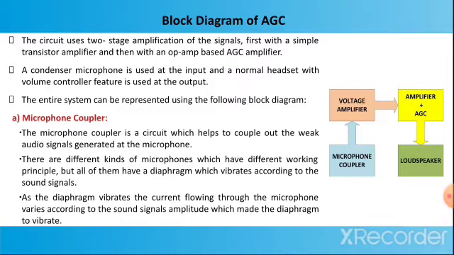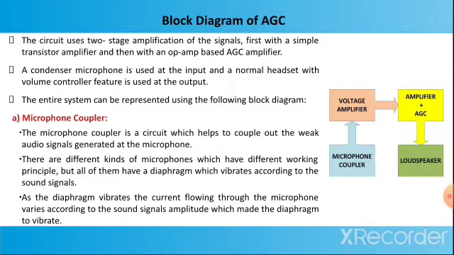Now we'll discuss the block diagram of AGC. The circuit uses two-stage amplification of the signals, first with a simple transistor amplifier and then with an op-amp based AGC amplifier. A condenser microphone is used at the input and a normal headset, that is a loudspeaker with a volume controller feature, is used at the output. The entire system can be represented using the following block diagram.